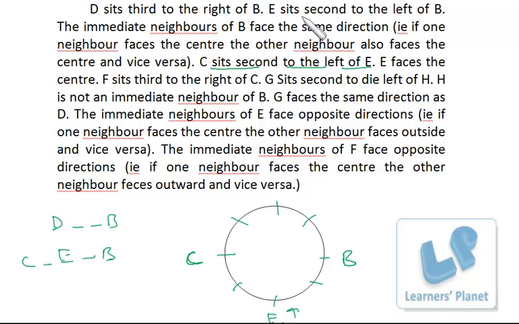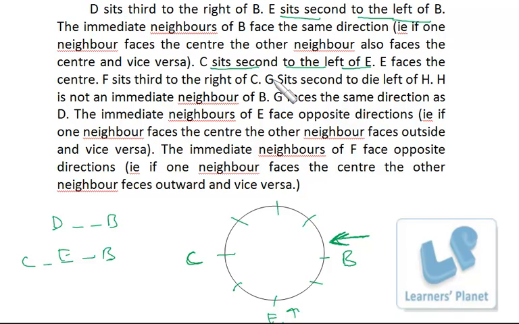Now see this sentence. E sits second to the left of B. Now we know the relationship between E and B. So if this is the left side of B, that means B is facing inside, isn't it? Then only this will be the left. This side will be the left side. Okay. So we got to know that B is facing the center. Then this thing is clear.